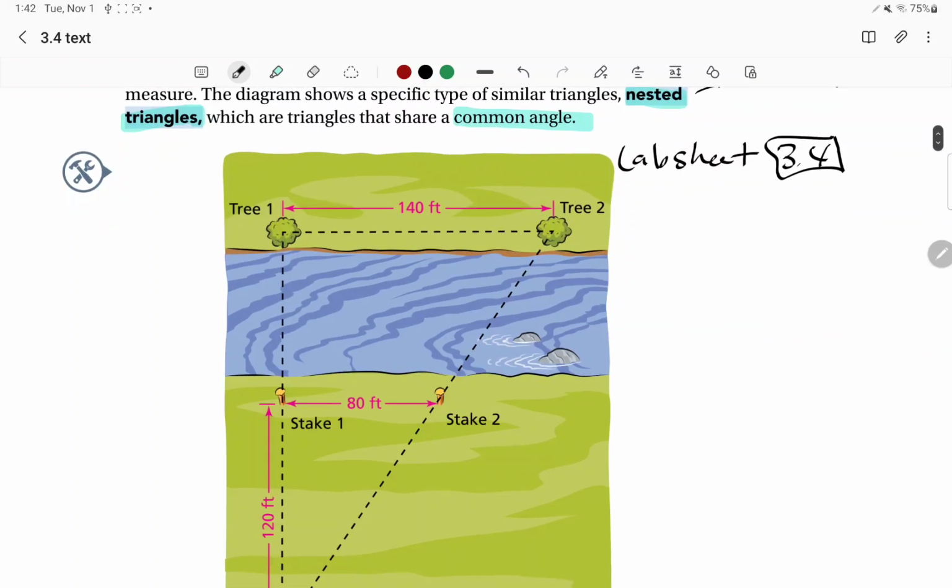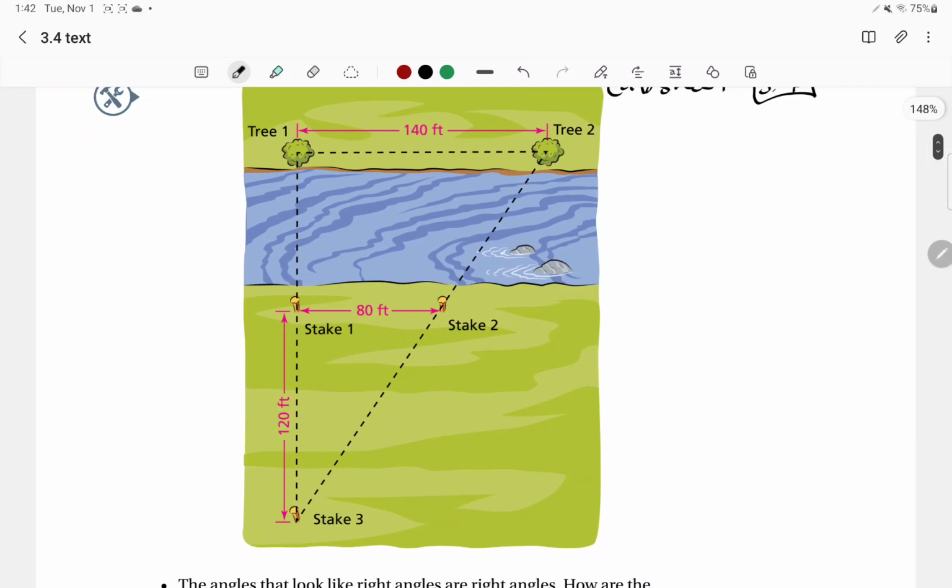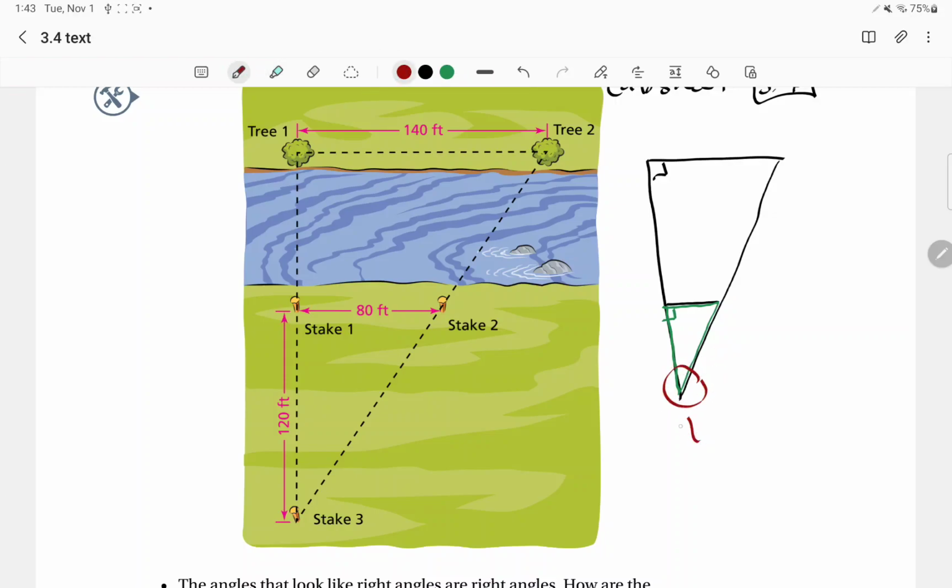For example, in this problem right here, we have two triangles. We have our big outer triangle, which I'll draw right here, and this is assumed to be a right angle. Then you have this other triangle, because you have this river flowing through, down here. I'll do that one in green. So this green one is our nested triangle. You notice they share common angles. Right here is the angle that they share. Right there, that's your shared angle.